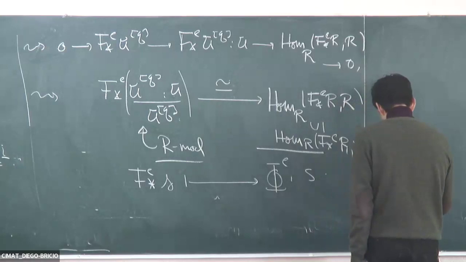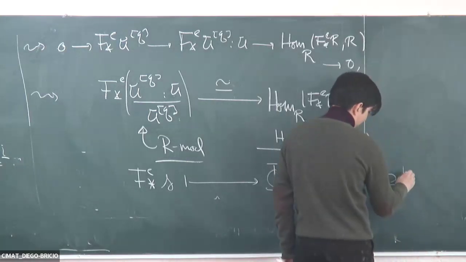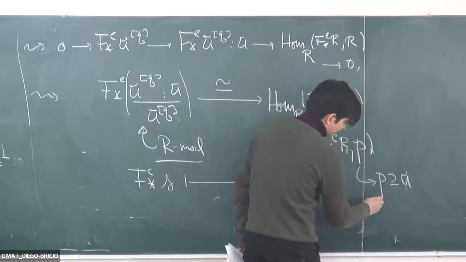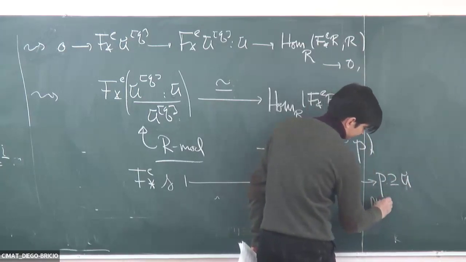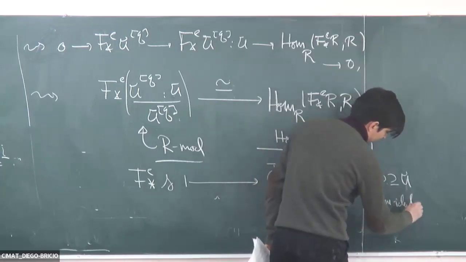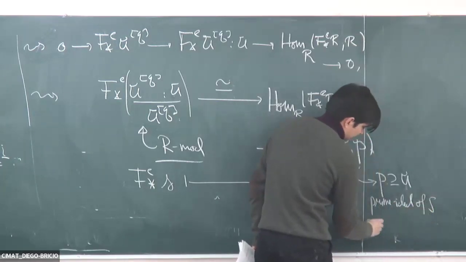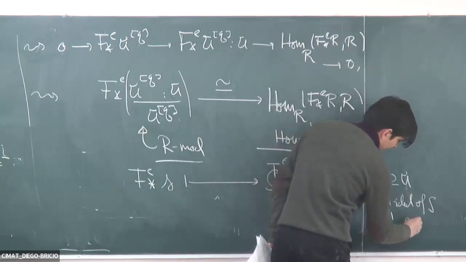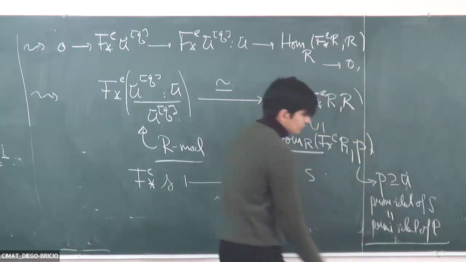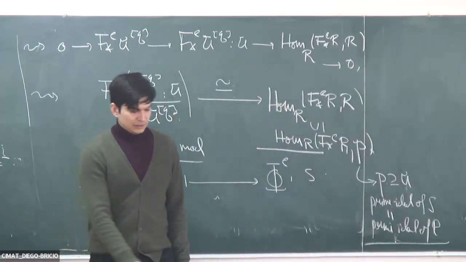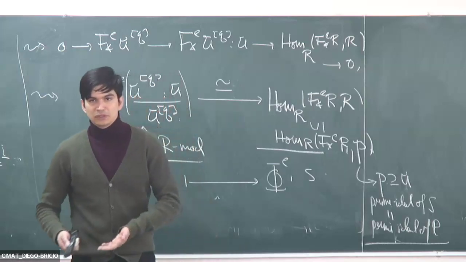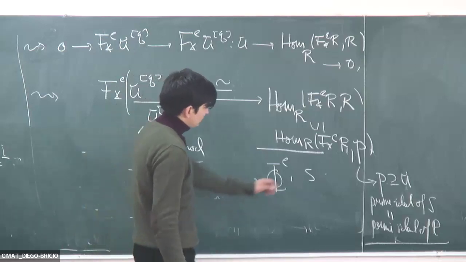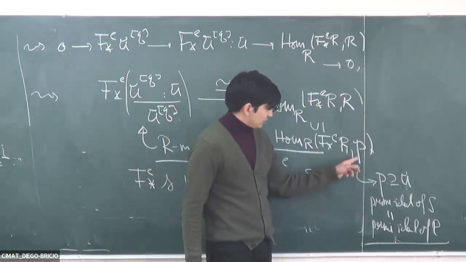So let me write it down like this. I'm going to take A over here, and I'm going to take a prime ideal of S, but you know, it's the exact same thing as a prime ideal of R, right? That's the correspondence between prime ideals of R and prime ideals of S. It's the exact same information. So when I put it here, I'm thinking of it as a prime ideal of R.